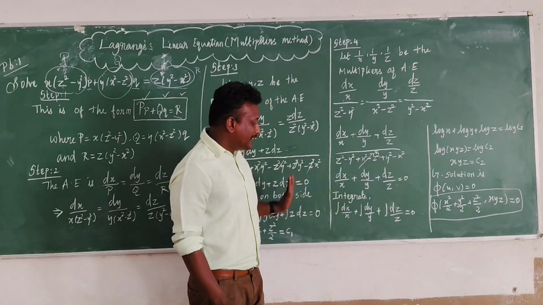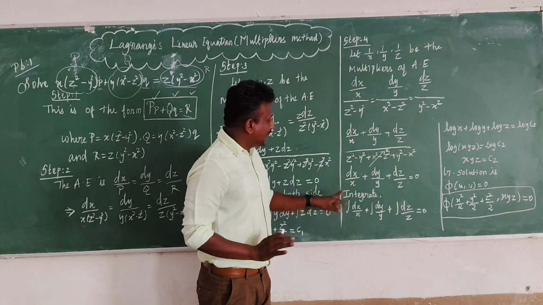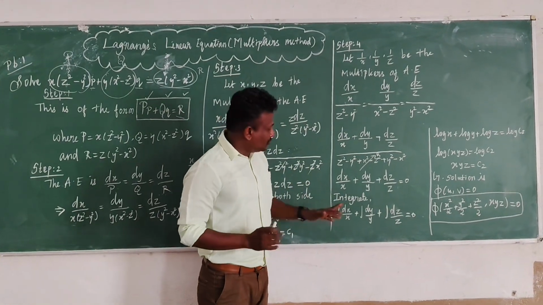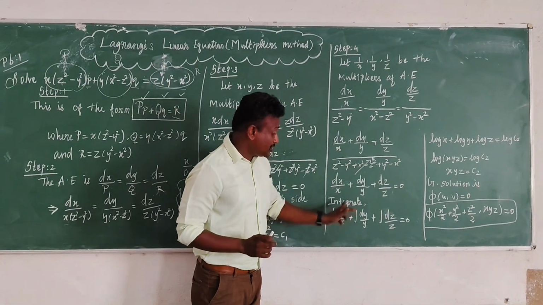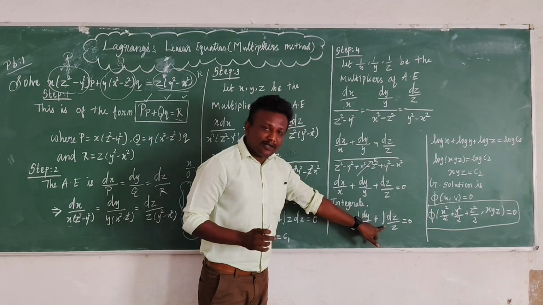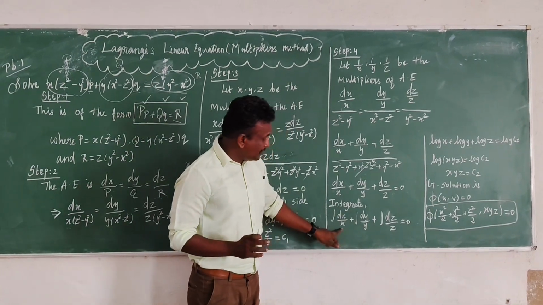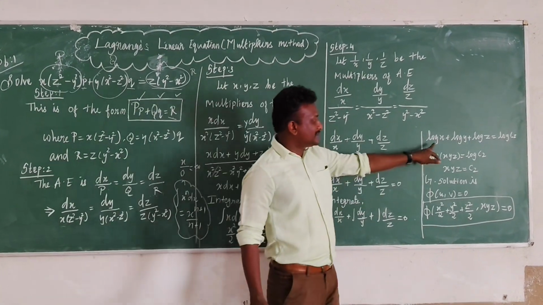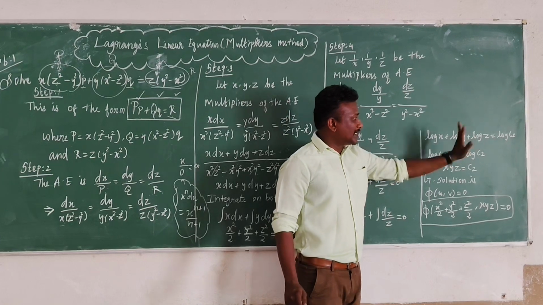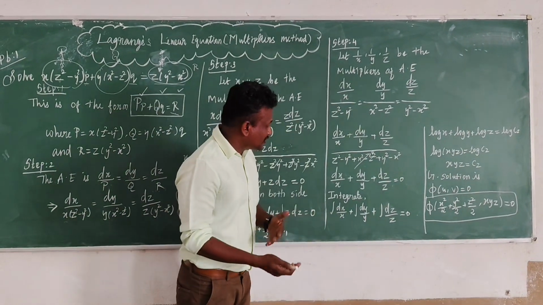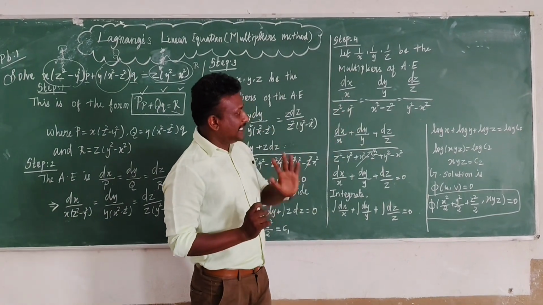Okay, so here the same thing. We have to integrate, right? To integrate, use the integration formula. First use the integration symbol, okay? Then dx by x, if you integrate, what is the answer? It is log x. Similarly, log y plus log z. On the right hand side, you will get your constant also in terms of log. So it is log c2.